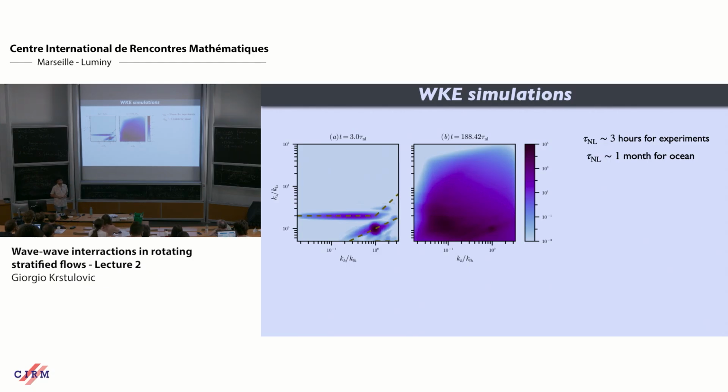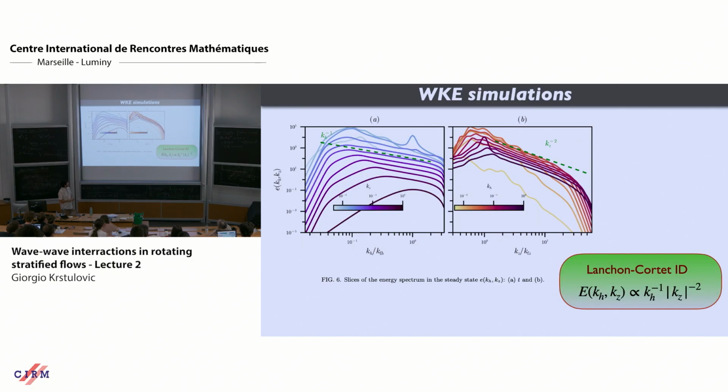You put some forcing at this size of the box, and you let the system evolve. It takes a long time, about 200 linear times, which would be like 600 hours for an experiment, to get something. But once you get this steady state, you can start measuring the spectrum along different dimensions. And if you look at cuts of this spectrum, we were forcing at high kh, low kz, you start observing beautiful power laws, whose exponent nicely fits the prediction of Lanchon-Corté.